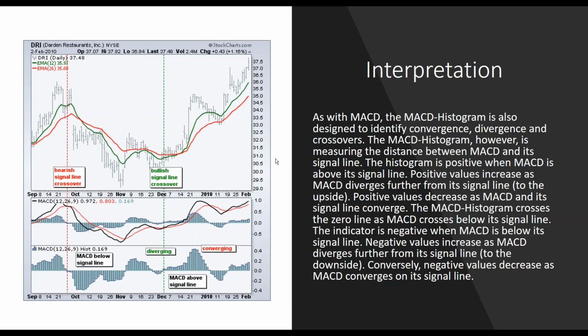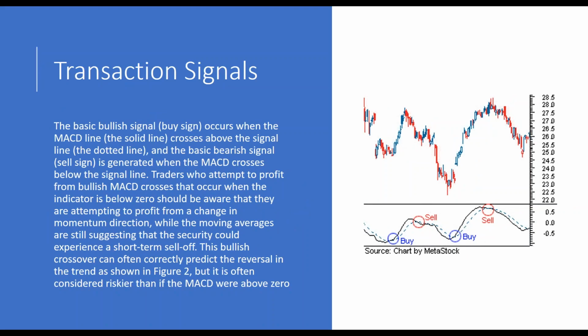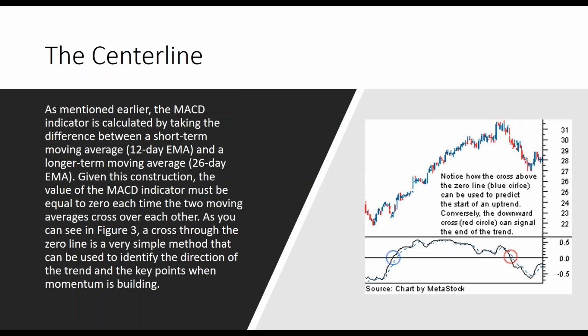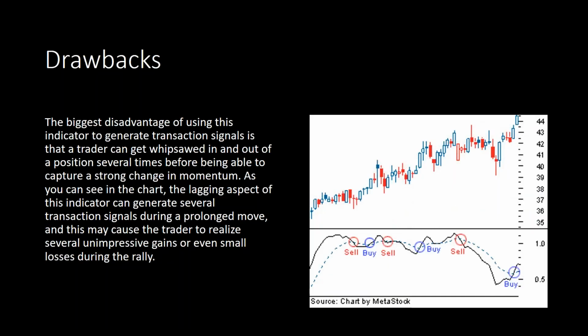As with MACD, the MACD histogram is also designed to identify convergence, divergence, and crossovers. So it will generate good buy and sell signals. It will generate warnings that the market is overbought or oversold. It will also generate signals telling you that the trend is about to end. You have to spend a little bit of time, but it's not very complicated. It's a very straightforward indicator.